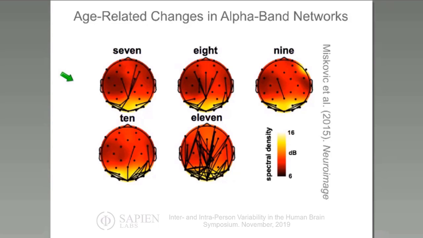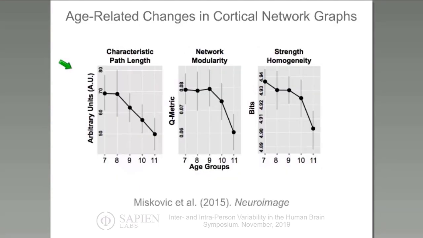And we use a weighted network approach where we did not have to binarize the network and apply some arbitrary threshold. We took the reciprocals of these connectivity weights, or the connectivity strengths, in order to do that. And I'm going to show you three graph theory metrics here: characteristic path length, network modularity, strength homogeneity.